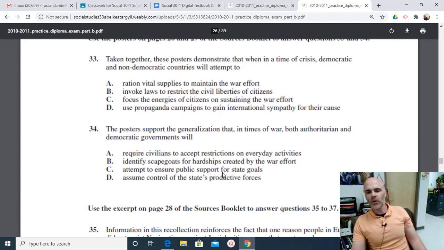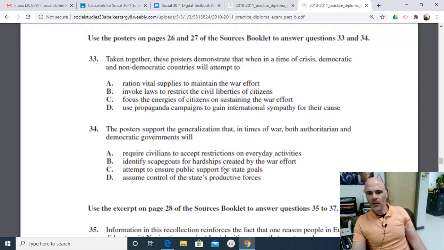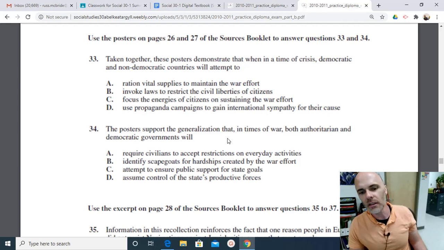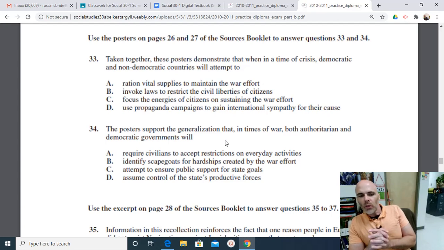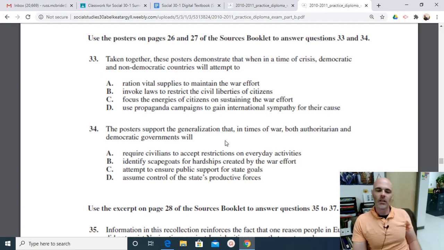The posters support the generalization that in times of war, both authoritarian and democratic governments will require civilians to accept restrictions, identify scapegoats, or attempt to ensure public support for state goals. This almost reads just like the other question. I had to pause for a second. I thought I just did this one. This really seems like the same question and it has the same answer. C was the answer to the other one: focus the energies of citizens on the war effort. What is the war effort? The state goal. Attempt to ensure public support for the state goal. C is your answer.